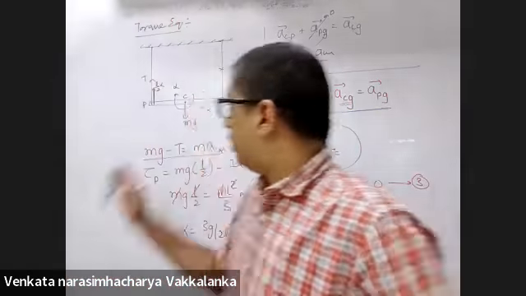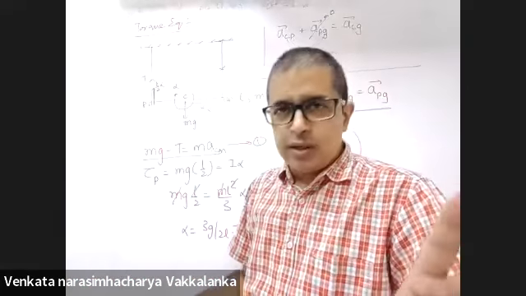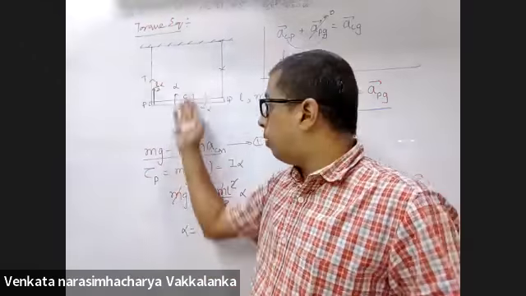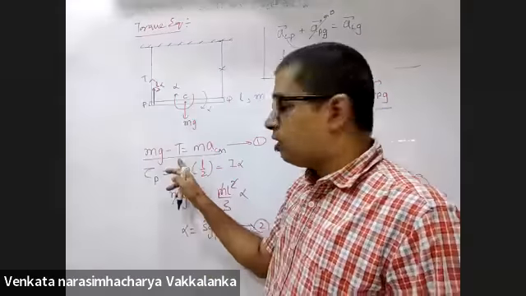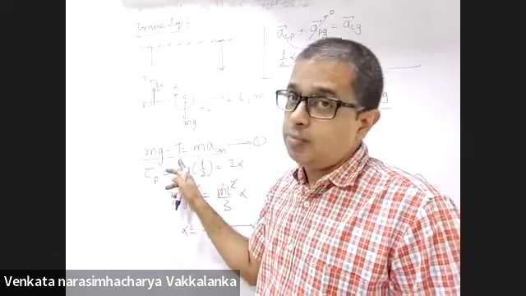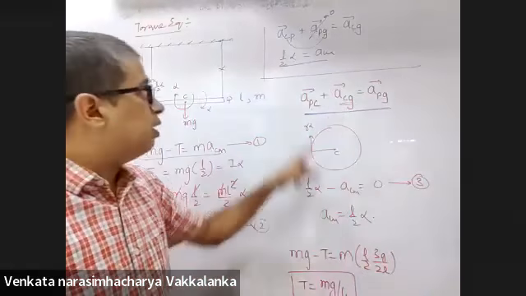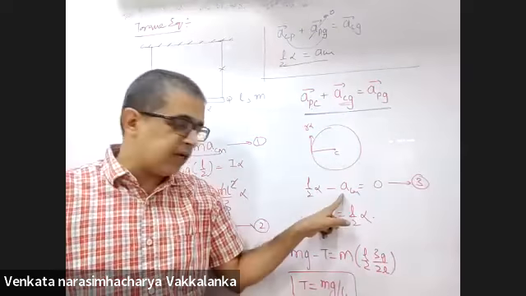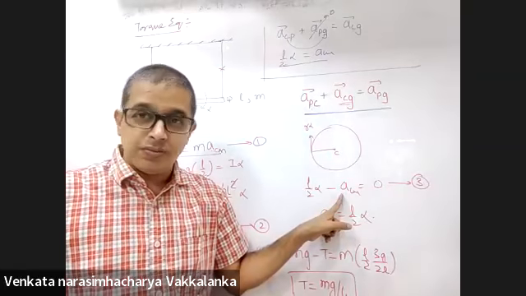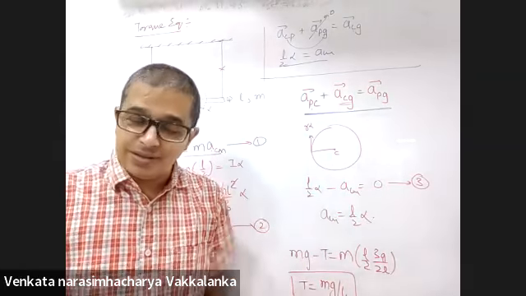How can that be? ACM will remain upward, I have no problem. If you want to take ACM upwards, just write this equation as T minus mg is m into ACM. Here instead of minus, I'll put plus. Right? And you'll get the correct answer.